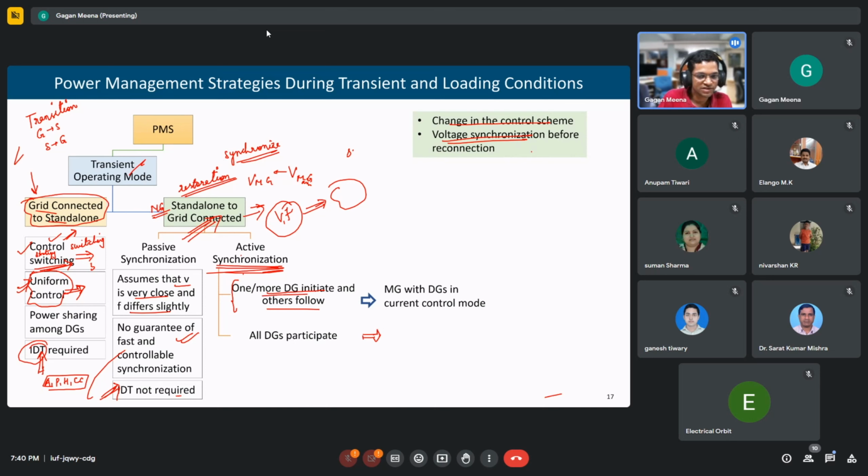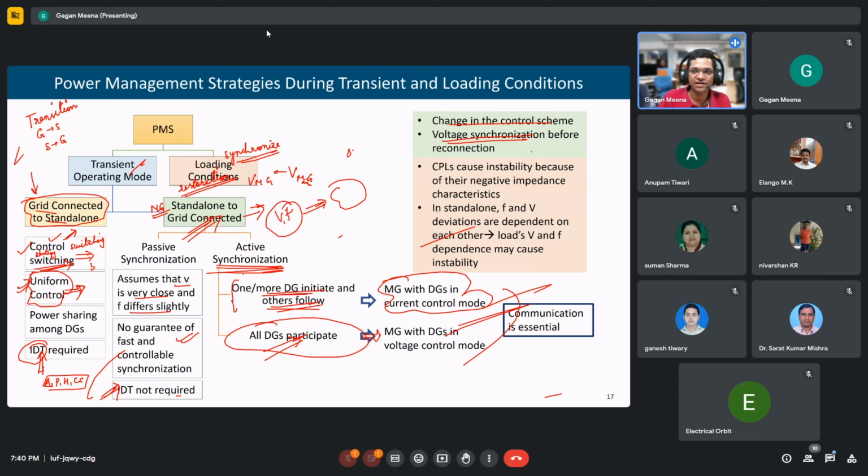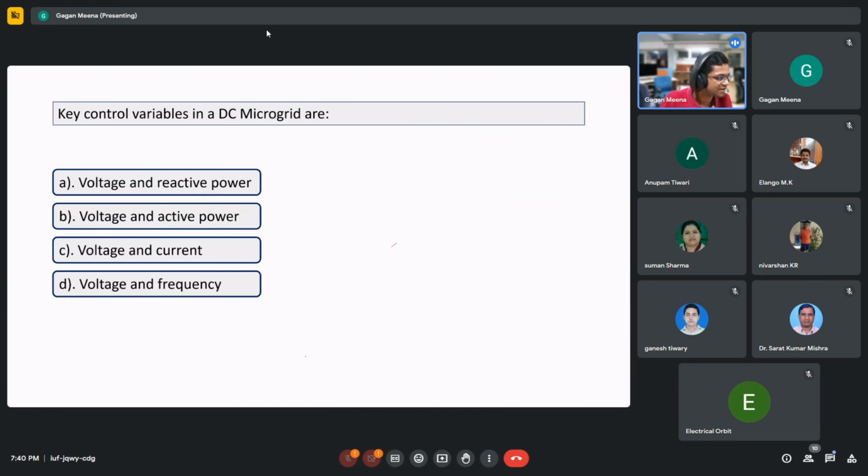So here one or more DGs initiate and the others follow, and they operate in current control. In the second one, when all the generators participate, they operate in voltage control. The important thing is that communication is very important. Based upon loading conditions, certain loads create problems. Constant power loads can cause instability and also negative impedance characteristics. Now let us move to questions.